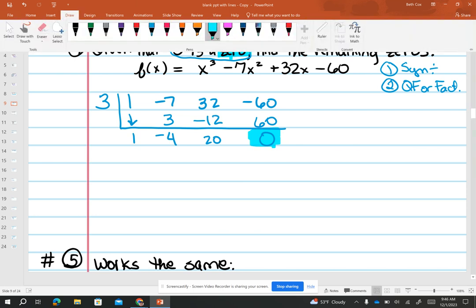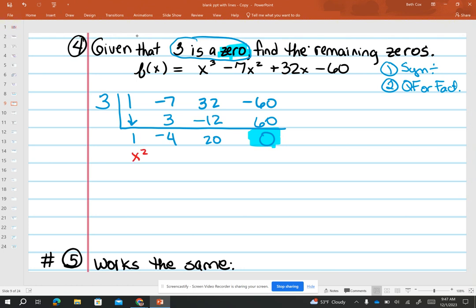Alright, so now I'm going to take what I have left over, which is x squared minus 4x plus 20 equals 0. And I think this may cancel, but we will see. Alright, so let's see if we can do the quadratic formula for this one. So a is 1, b is 2, c is 20.